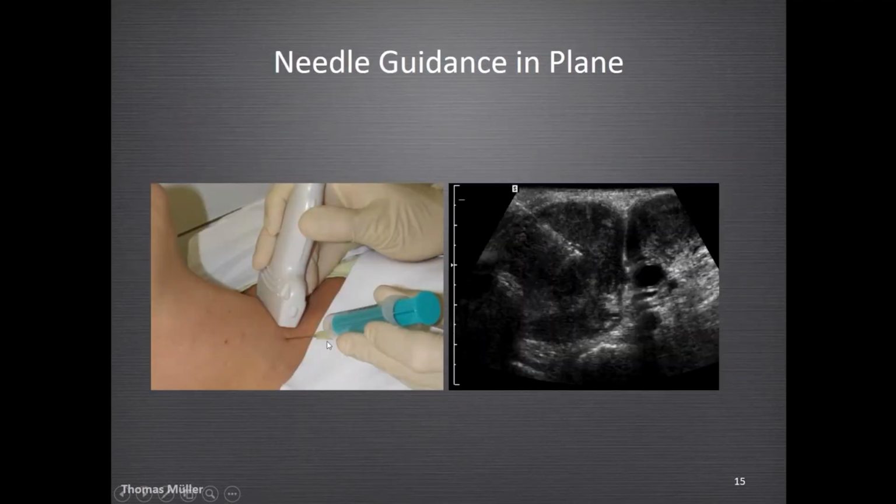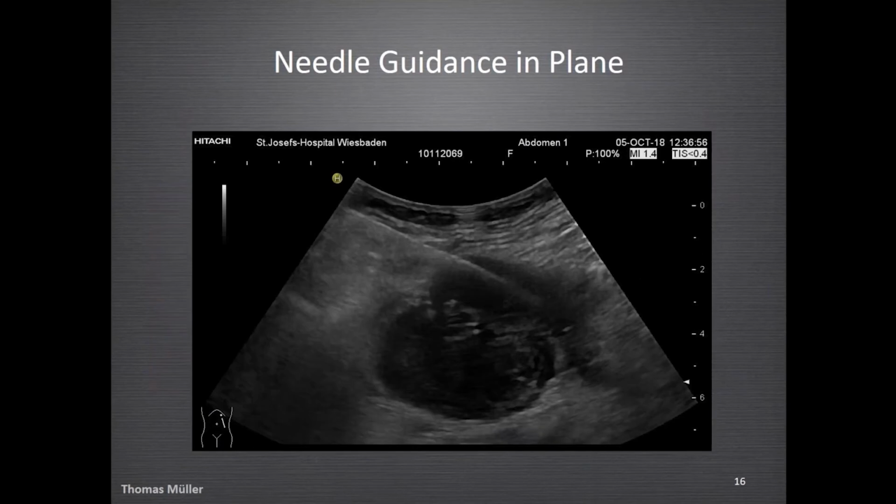In-plane needle guidance means we place the needle on the transducer, on the transducer's small side, and then propagate the needle in the plane. So here it is. This is the area out of our image. This is the area before the target, and here is my target lesion. I have to be aware of these three parts of our needle route.